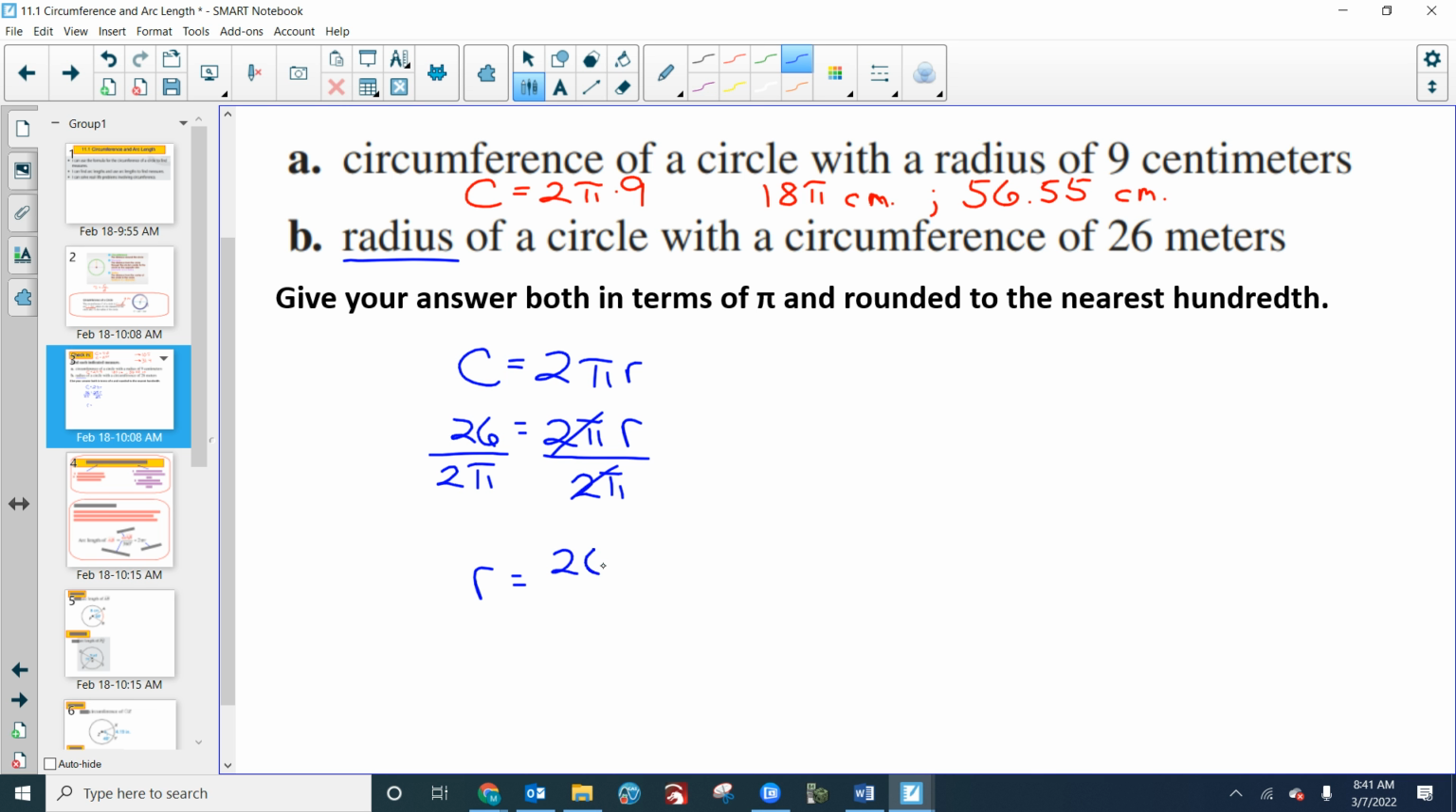I would be okay with that. Isn't that the same as 13 over pi? Yes. 26 divided by 2 is 13. Pi is still in the denominator, right? That would be in meters. Or, if they ask me to round, I take 13 divided by pi, and I get 4.14. 4.14 meters. Make sense? Are you guys getting the same thing I'm getting?